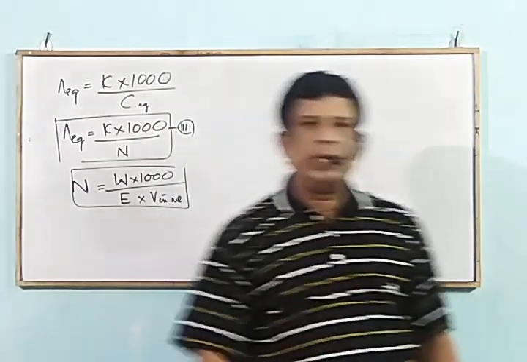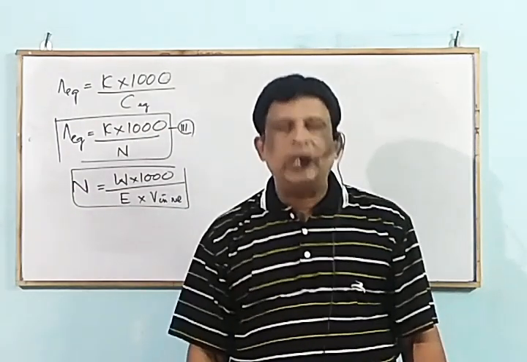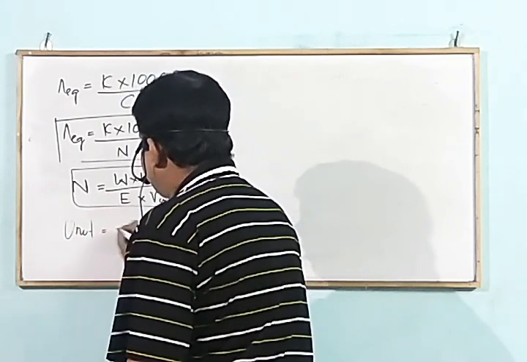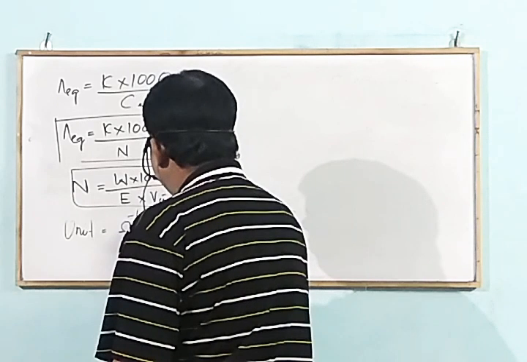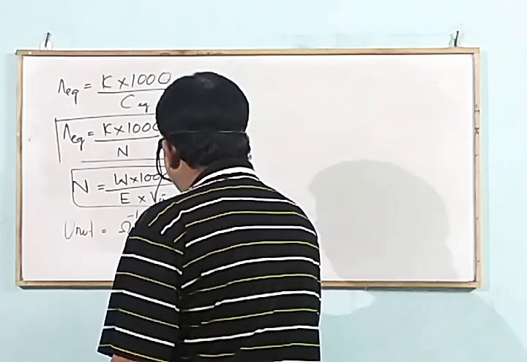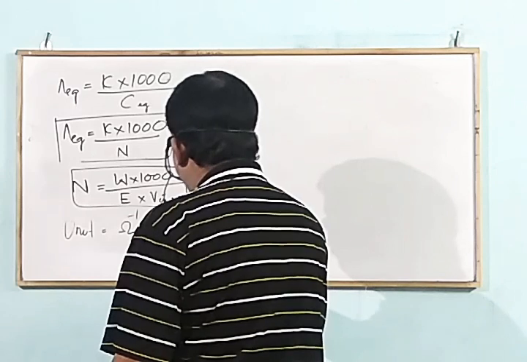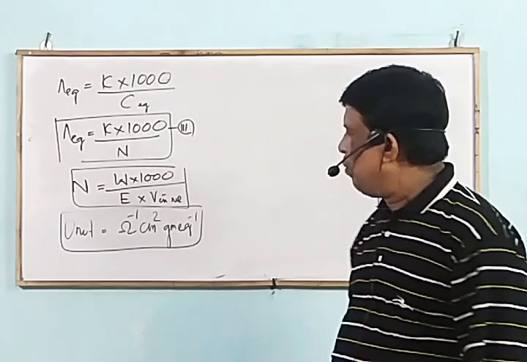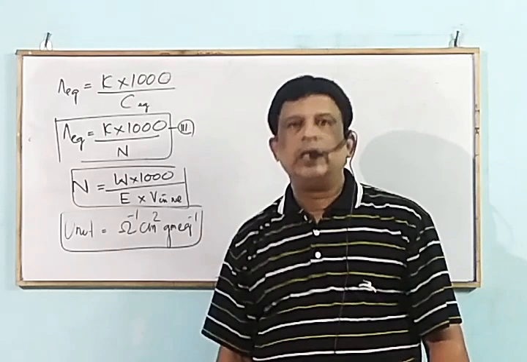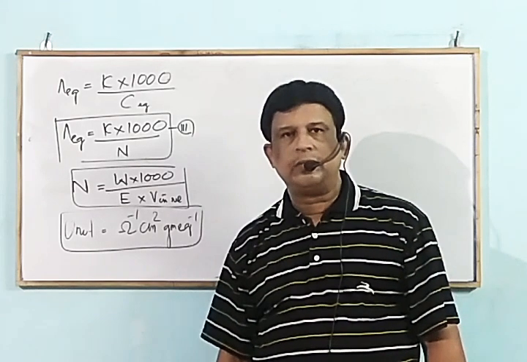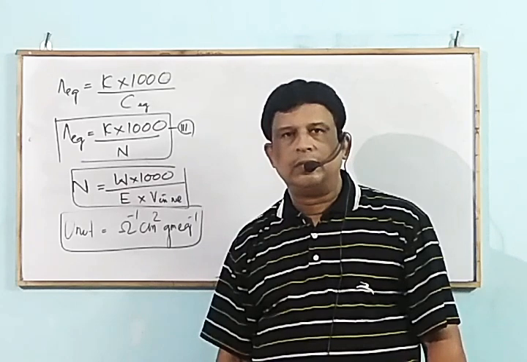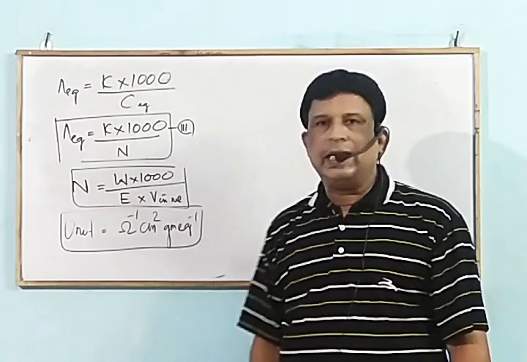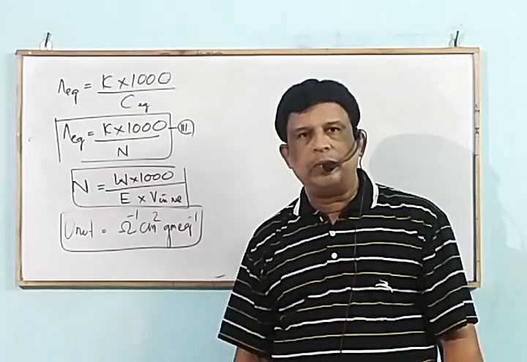And the most important thing is the unit. The unit of equivalent conductance is ohm inverse cm square gram equivalent inverse. Next, we go through one problem, how this formula is utilized in solving the problem.